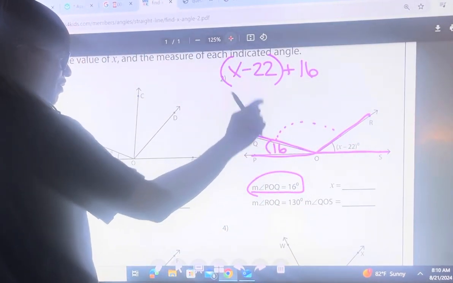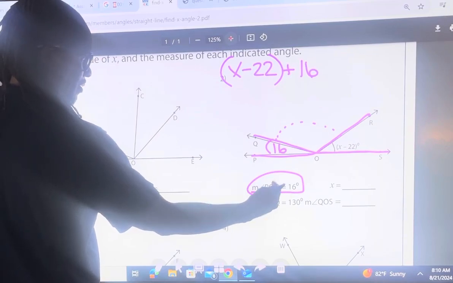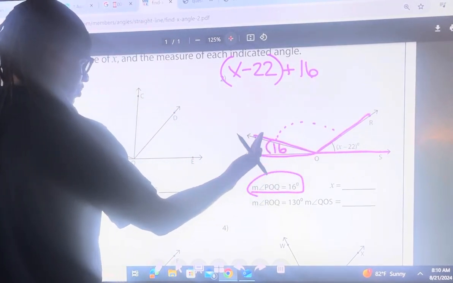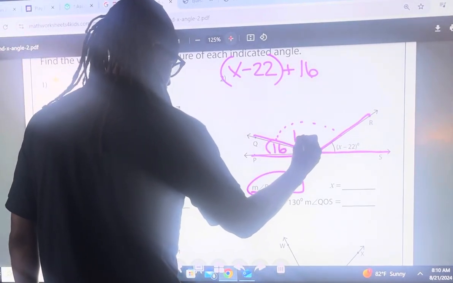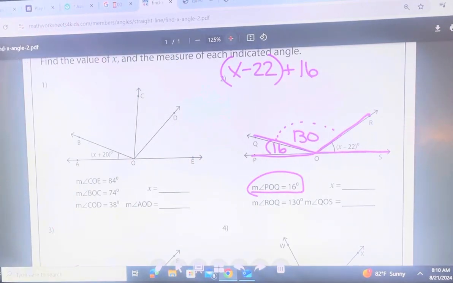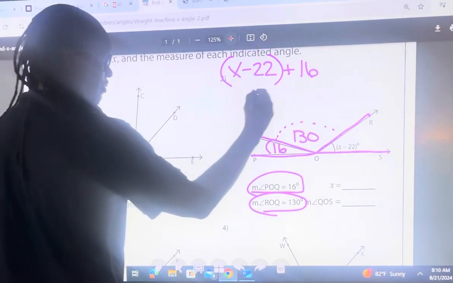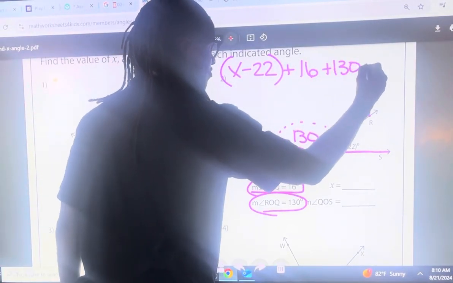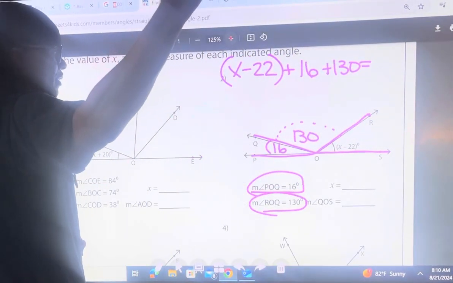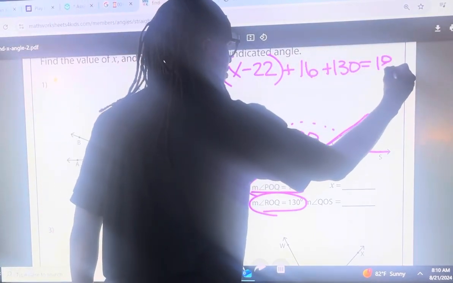Well, they gave us something here. Hold on, time out. I just saw that. What is the measurement for ROQ? 130. So ROQ is 130. And all of this has got to be set to equal what? 180.